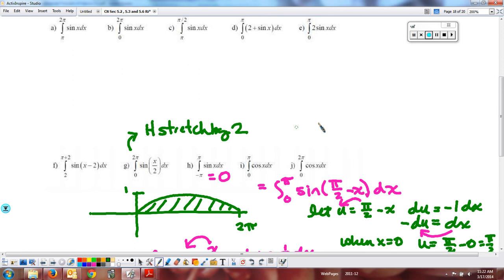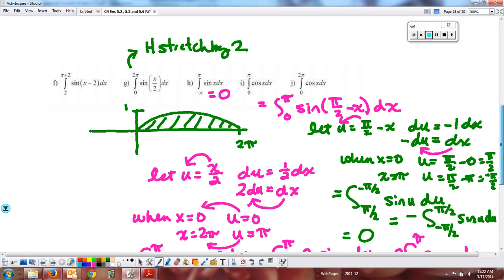And then we take a look at our last one right here. Now we've already done most of our work here. The only difference is I need to change my lower bound. Instead of x equal to pi, it's x equal to 2 pi. And when x equals 2 pi, u equals pi over 2 minus 2 pi, which is going to give me negative 3 pi over 2.